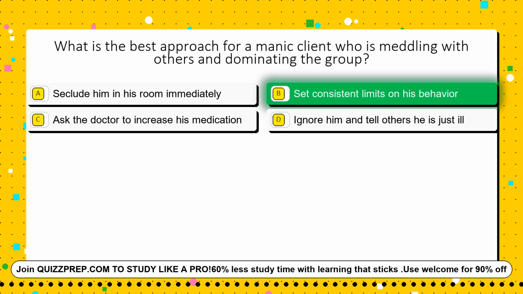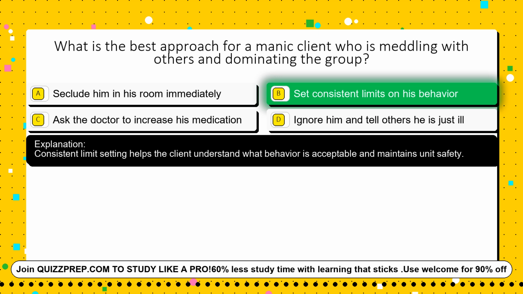The correct answer is option B. Set consistent limits on his behavior. Consistent limit setting helps the client understand what behavior is acceptable and maintains unit safety.